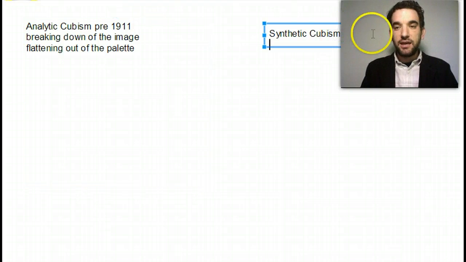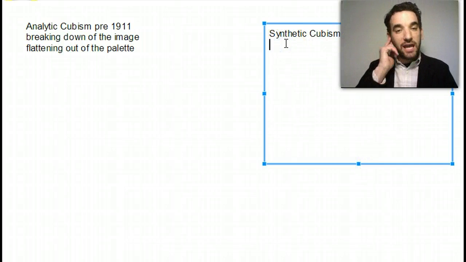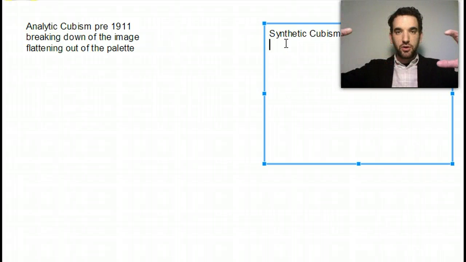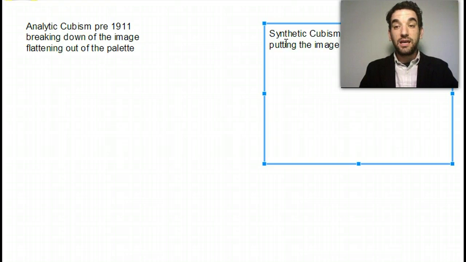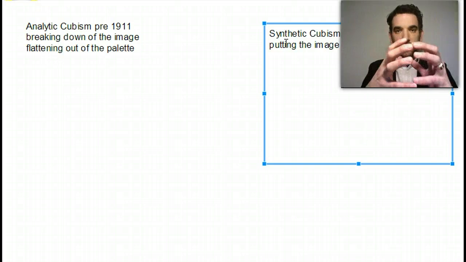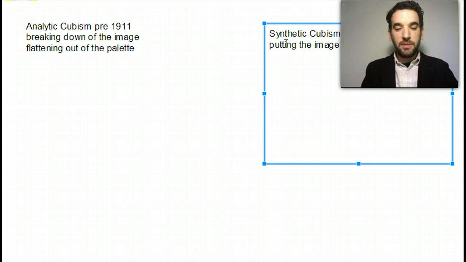Synthetic Cubism is the next step. Like you analyze something, meaning you break it down into multiple parts and you look at it for what it actually is. Synthetic Cubism is putting the image back together. So they're assembling these things. The one really, really important thing is that Synthetic Cubism involves collage.